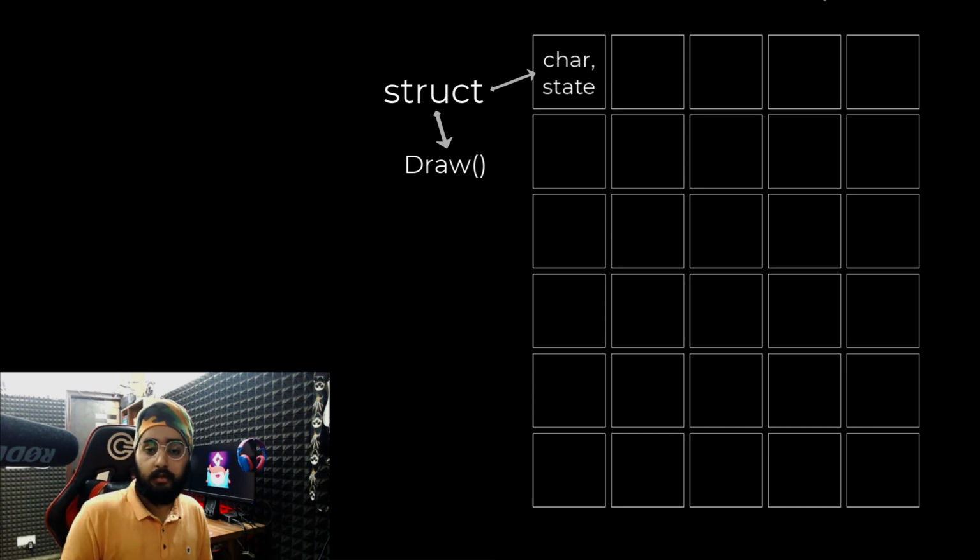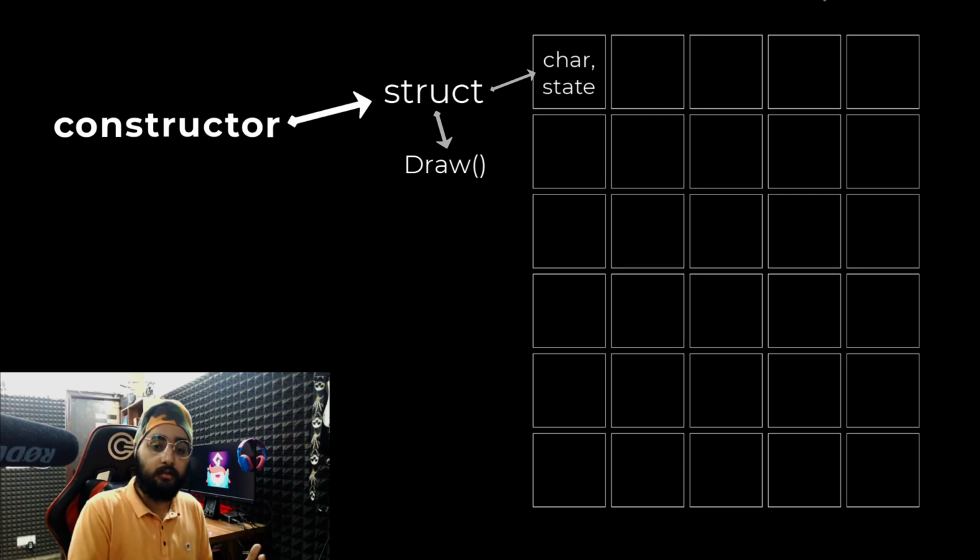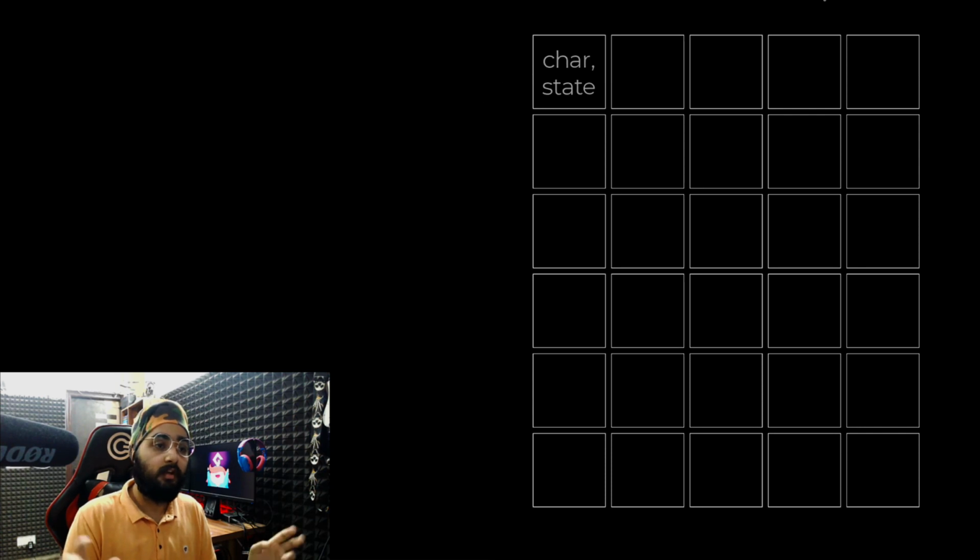Now to create a struct in GameMaker, you can first create a constructor, which is basically a template for a struct. It tells you what variables and what functions a specific type of struct can have. So we're going to create a constructor for a cell struct.